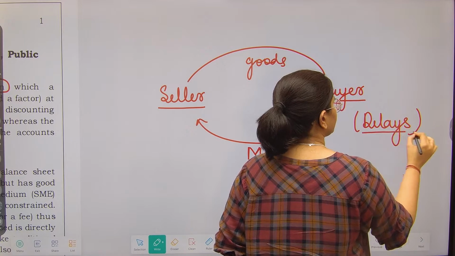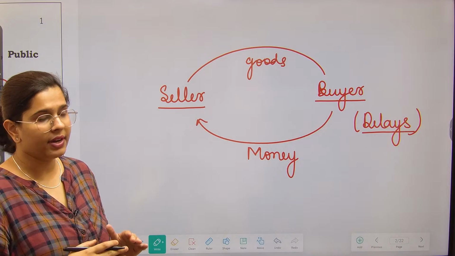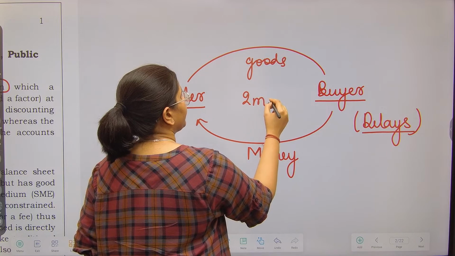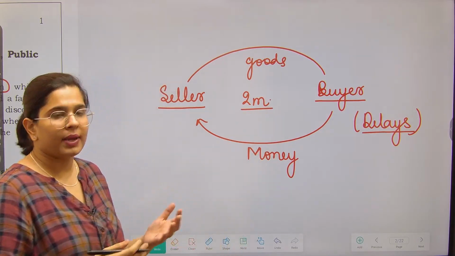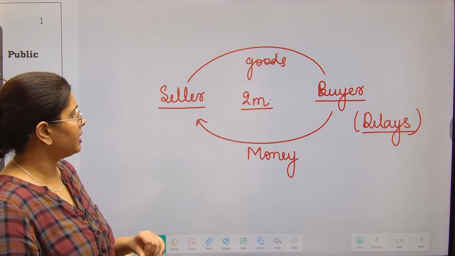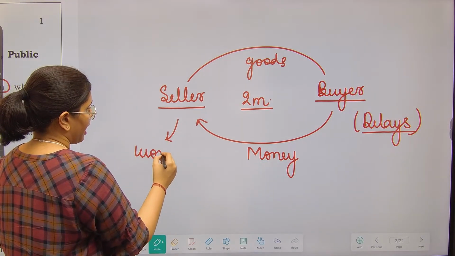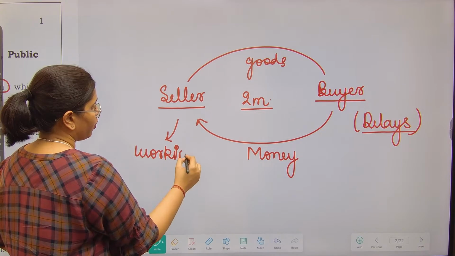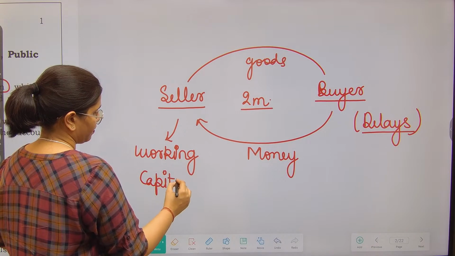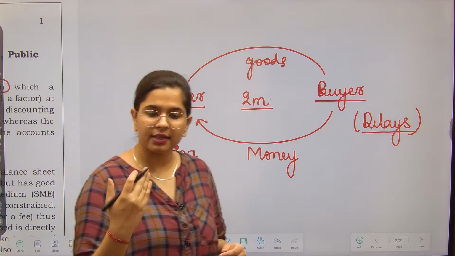In such a case, suppose I have provided him a 2 months credit period. 2 महीने का I have given the credit period. Now in such a scenario, I will be short of working capital. So this is why I will contact any other agency.